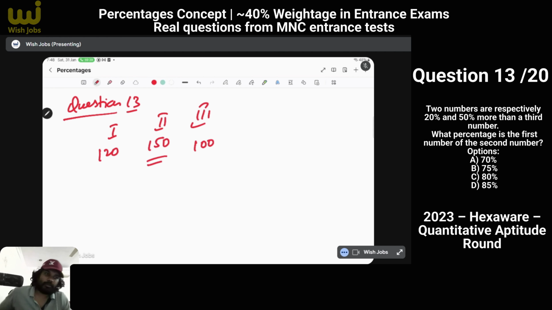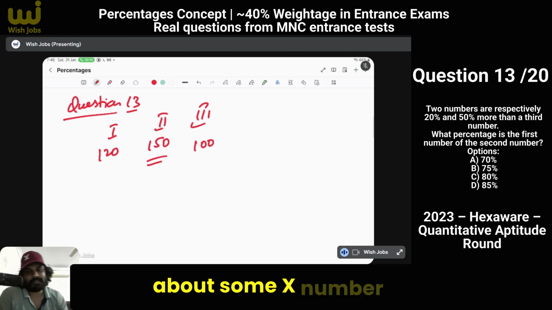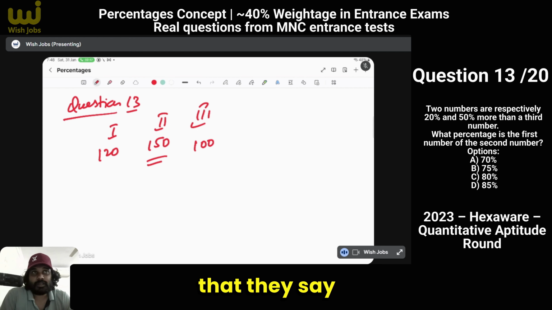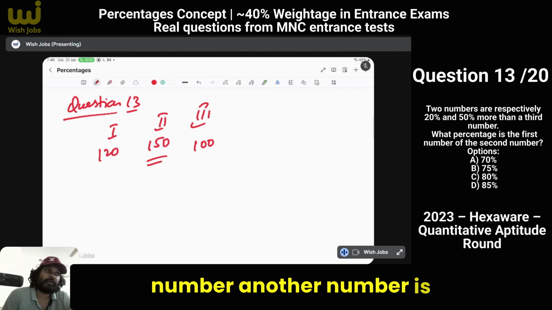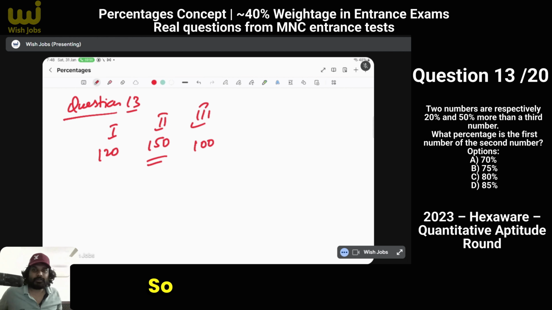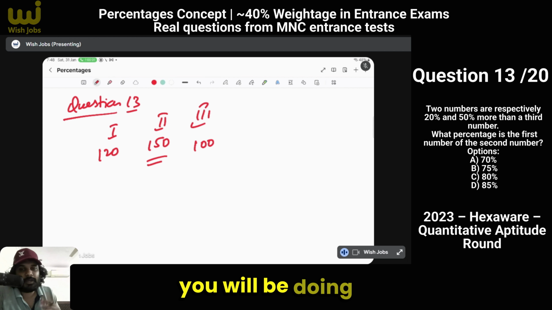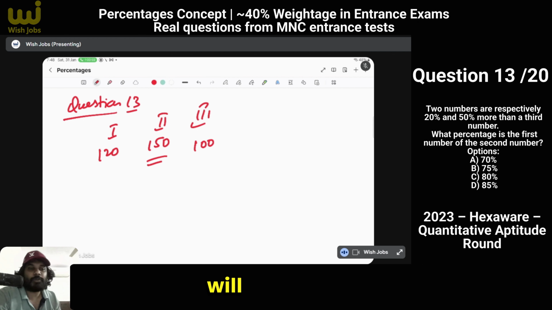Clear? See, whenever you need to think about some number and they say another number is like 50% more, whenever these kinds of questions come, just assume the number to be 100. For easy calculations, you can assume 10, 15, 20, whatever. But for easy calculation, you will be doing it with 100, so that you will get the number and the calculation will be very fast. Okay.